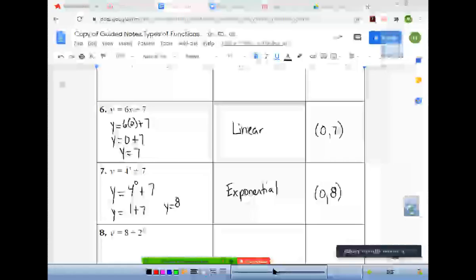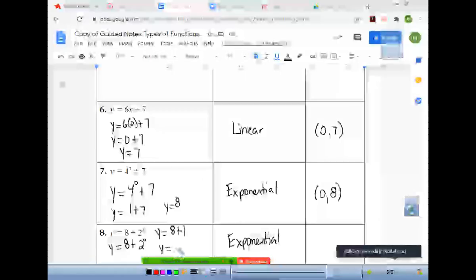Okay, one more on this page. What is that one? Y equals 8 plus 2 to the x. Exponential again, yep. It's got the x as the exponent. We'll plug in 0 for x. So 2 to the 0 is going to be 1. So then we got 8 plus 1, 9. 0, 9 for our y-intercept.